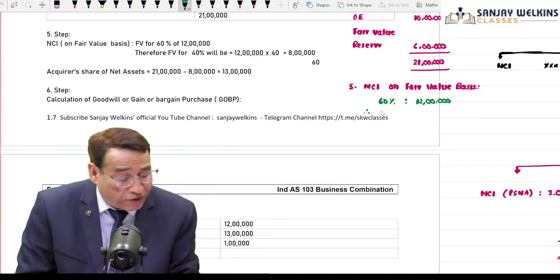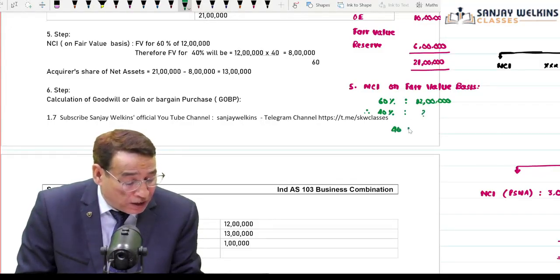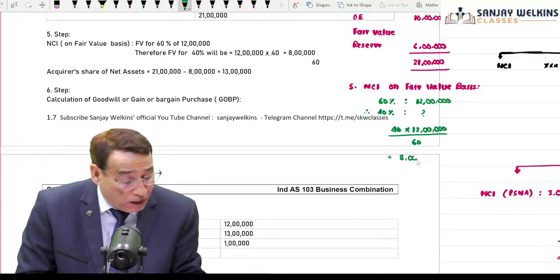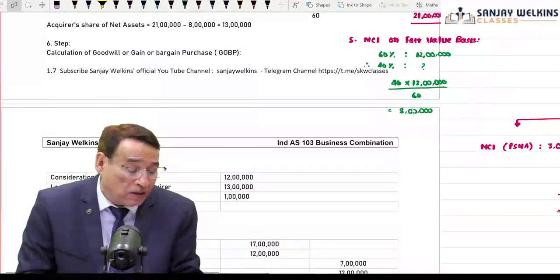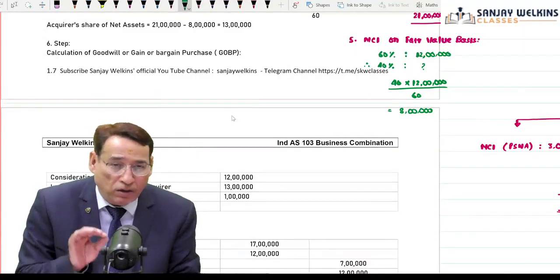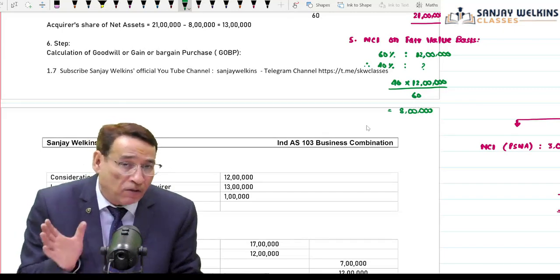So what will be the fair value of the 40% stake? That is 40 into 12 lakh divided by 60, which is equal to 8 lakh. So now we have determined NCI on fair value basis: 8 lakh. Indirectly it means that of the net assets of the acquiring company on the date of acquisition, 8 lakh worth of net assets belongs to NCI.